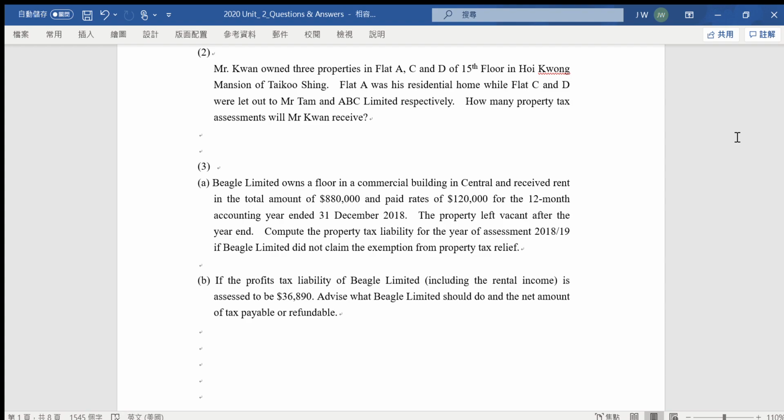Okay, that's why we can work out the property tax because basically there is a company, a corporation, that owns a property and rents it out. Most likely this company would be subject to profit tax. But now assume it has not claimed any exemption for that. That's why it will also receive a property tax assessment. Okay, now look at the calculation.